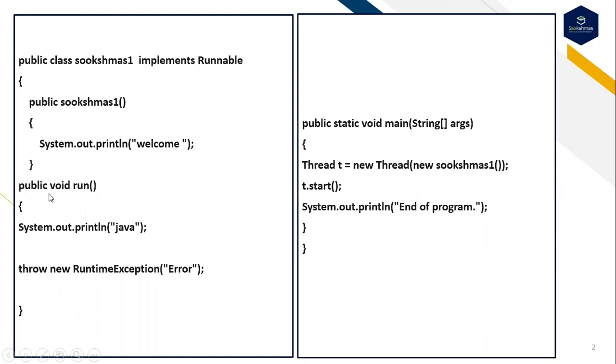And here we have a method called run. Inside it I'm printing Java, and also with the help of the throw keyword, I'm throwing an exception. What kind of exception am I throwing? I'm throwing a RuntimeException.